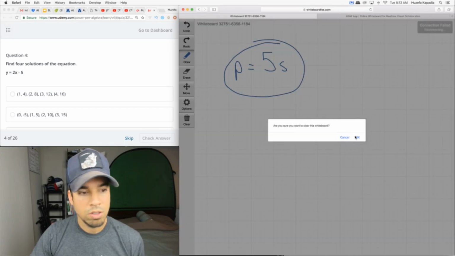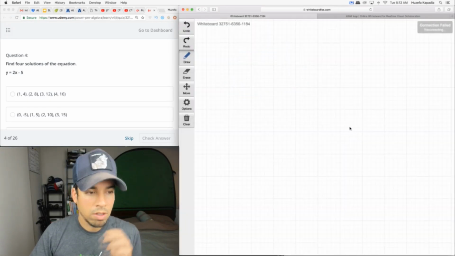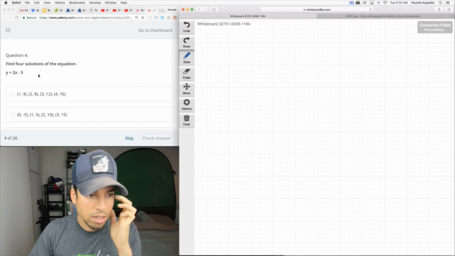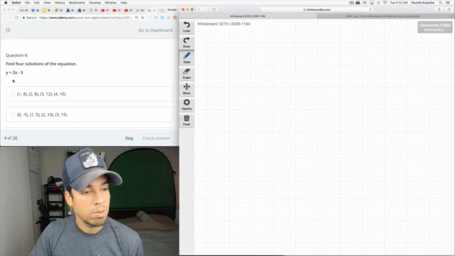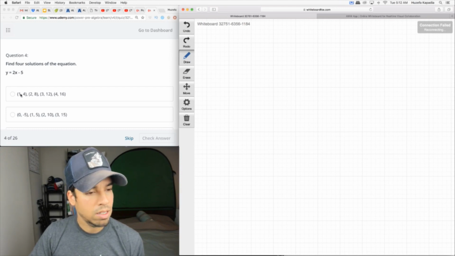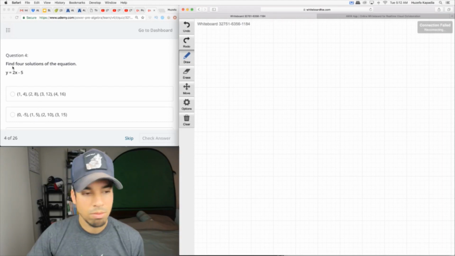Find 4 solutions to the equation. You could plug anything in here really and make sure you get the right y values, but let's go down the line and see which of these options fits. 1, 4 doesn't work right off the bat. You plug 1 in, you get 2, 2 minus 5 is negative 3. That's out. 0, negative 5, yes, that works. 1, 5, nope, that's out, because for 1 you should be getting negative 3.